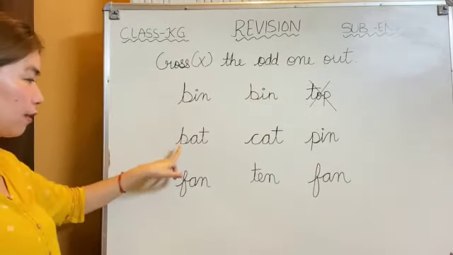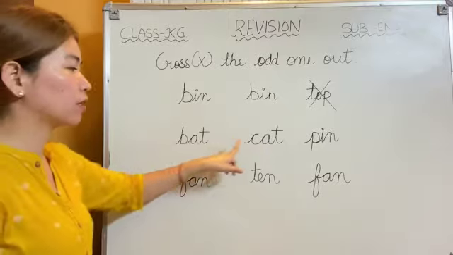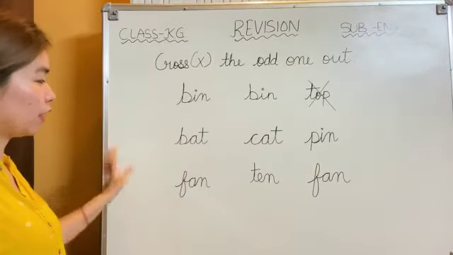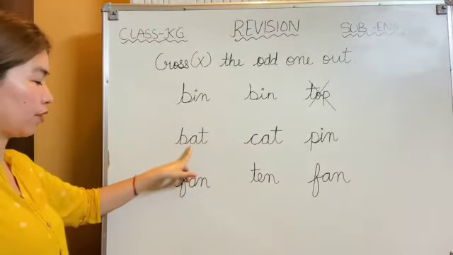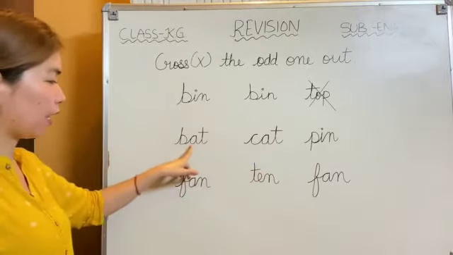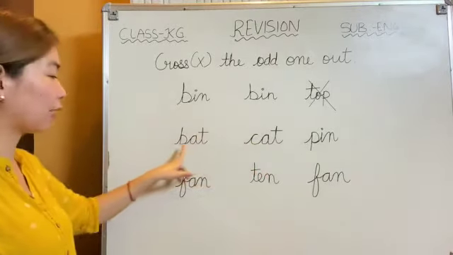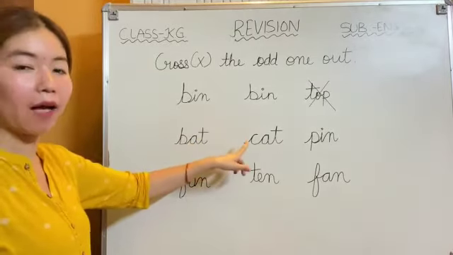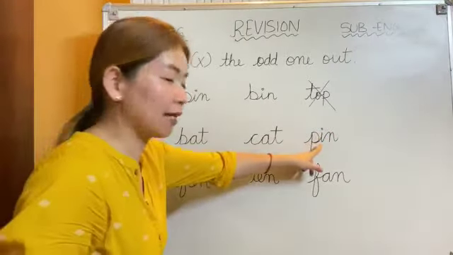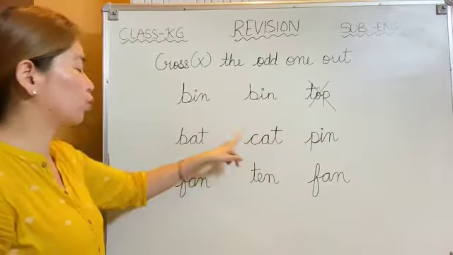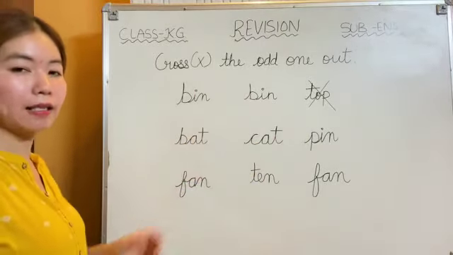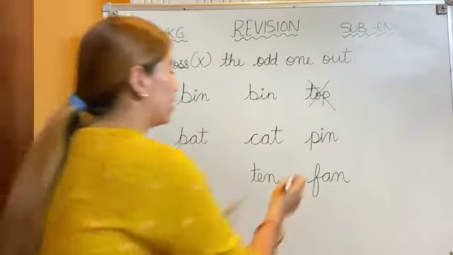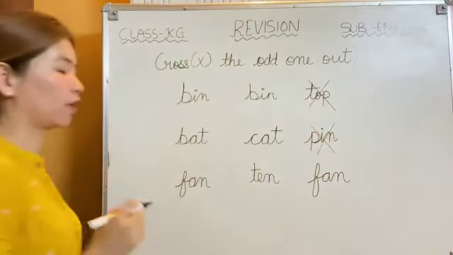Right, now let's come to the next. B-A-T, bat. C-A-T, cat. P-I-N, pin. Now children, here as you can see, these two words are A sound words. See children, A-T, at, A-T, at. So these two are A sound words, bat and cat. But this is P-I-N, pin. This is an I sound word. So this word is different. These two are same because these two words are A sound words. But this word pin is an I sound word. So this is the odd one out. So we will put a cross mark here. Right?